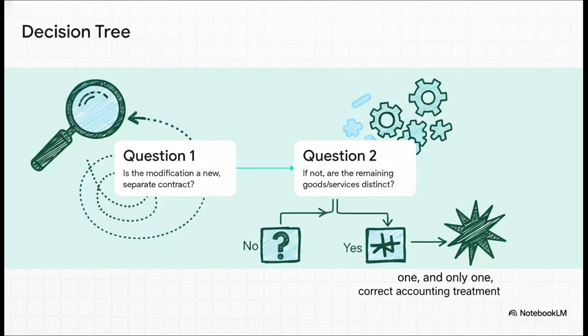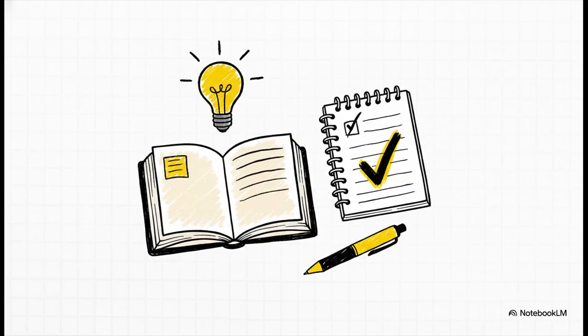So when you strip it all down, it's not random at all. It's a very logical decision tree. First you ask, is this a new separate contract? If the answer is no, you move to the second question. Are the remaining parts of the deal distinct? Your answers to just these two questions will point you to the one and only correct way to account for the change.